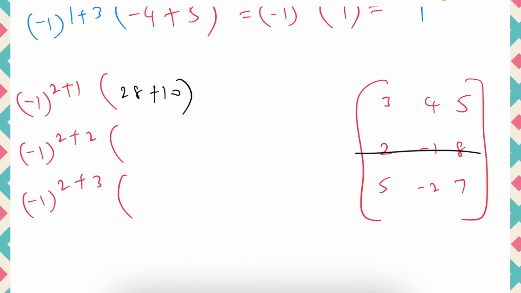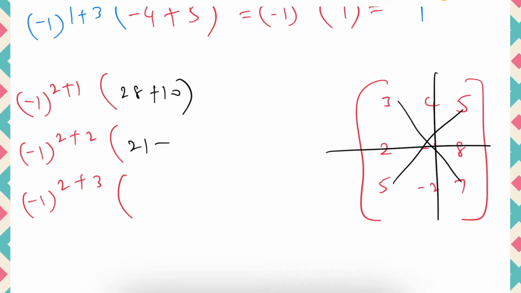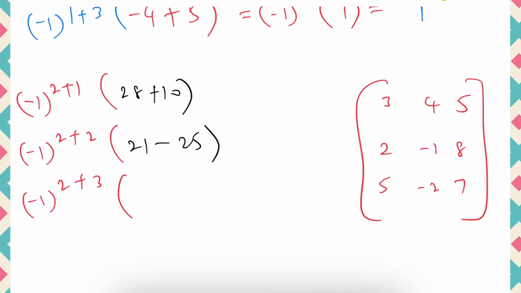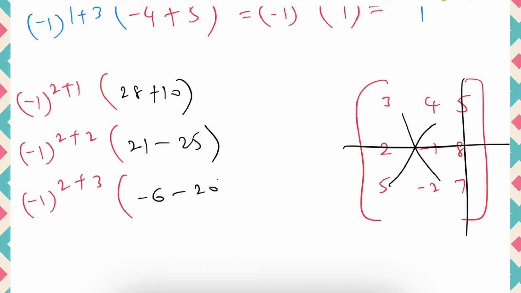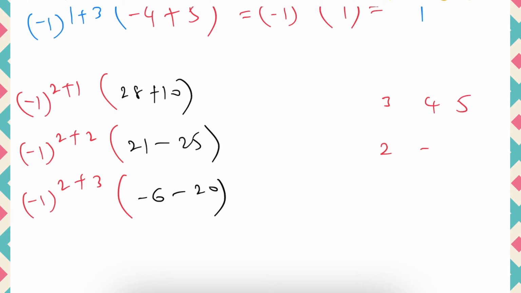Then second row second column: 3 7s are 21 minus 5 5s are 25. Next, second row third column: 3 into minus 2 is minus 6, minus 5 into 4 is 20. Okay, let us simplify this.